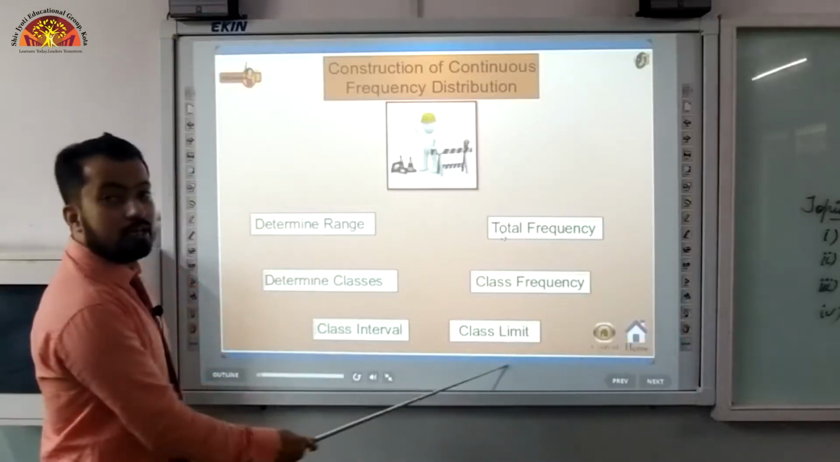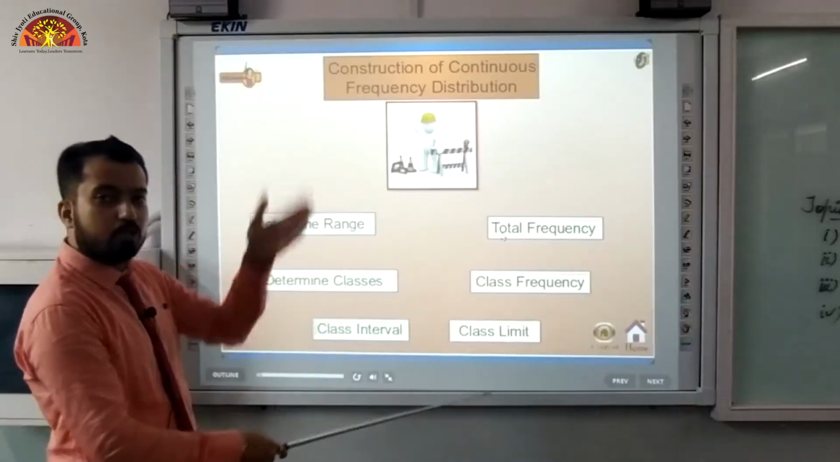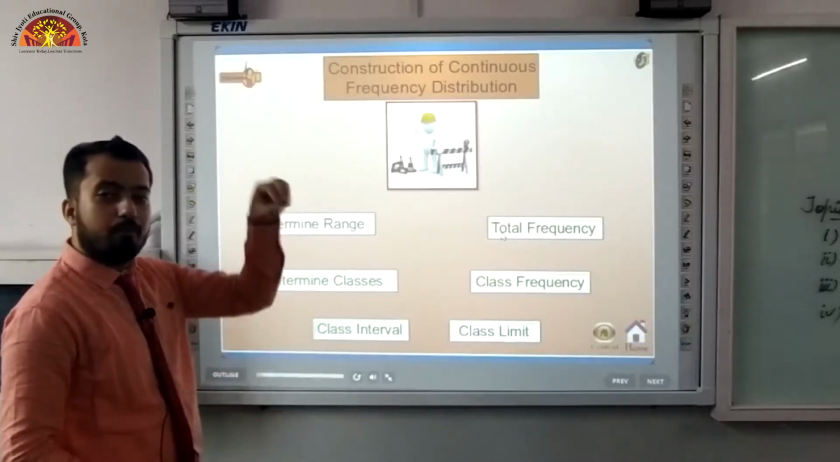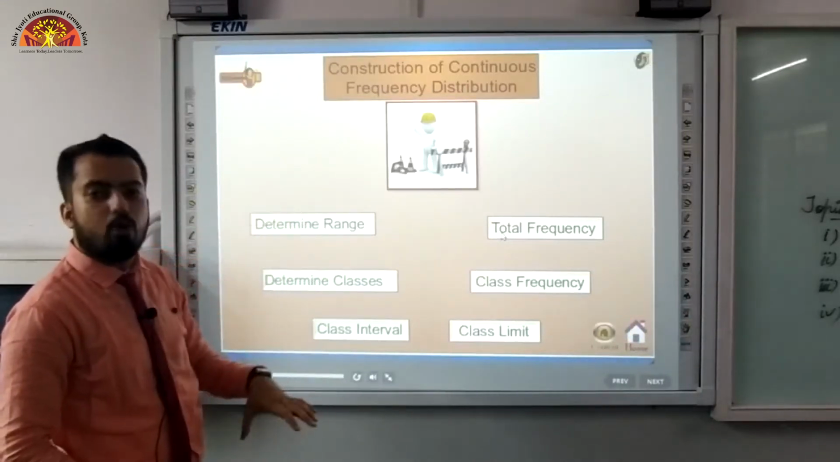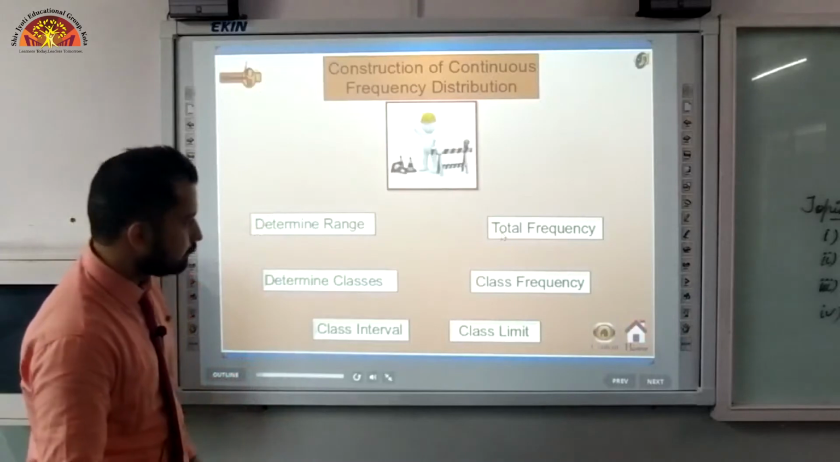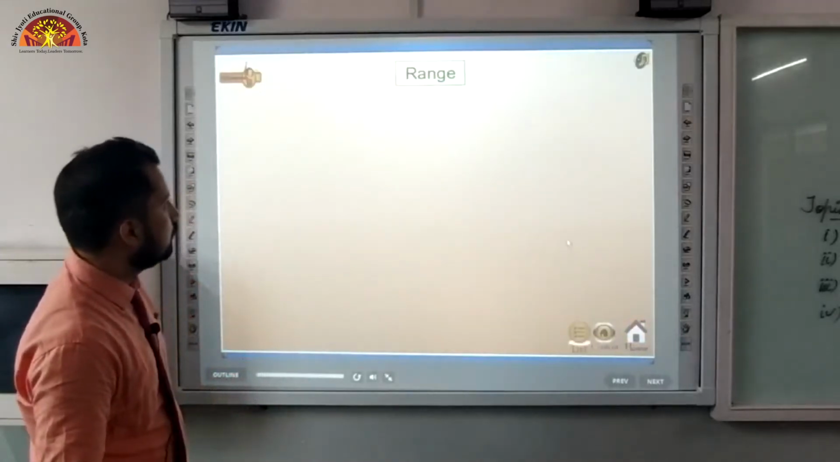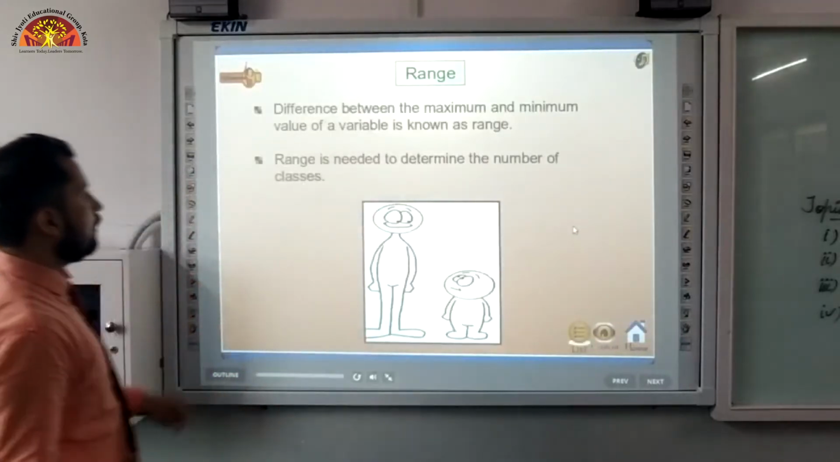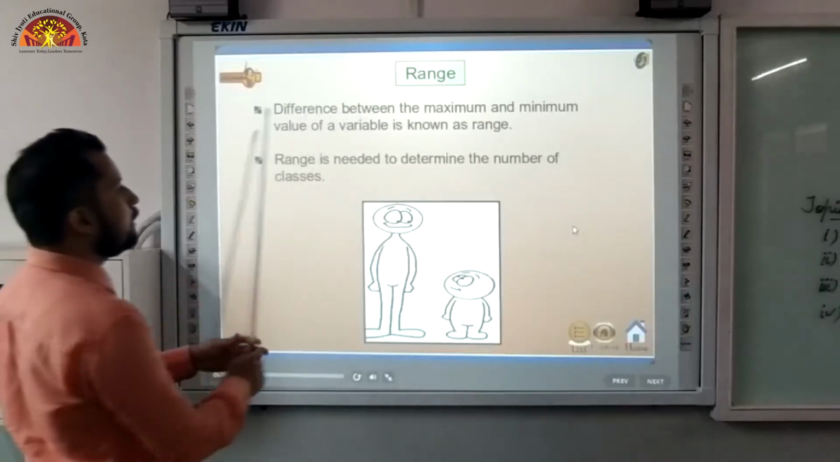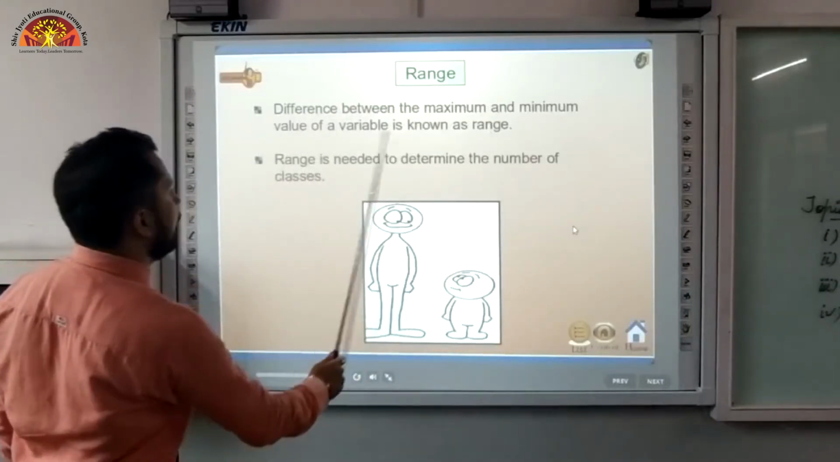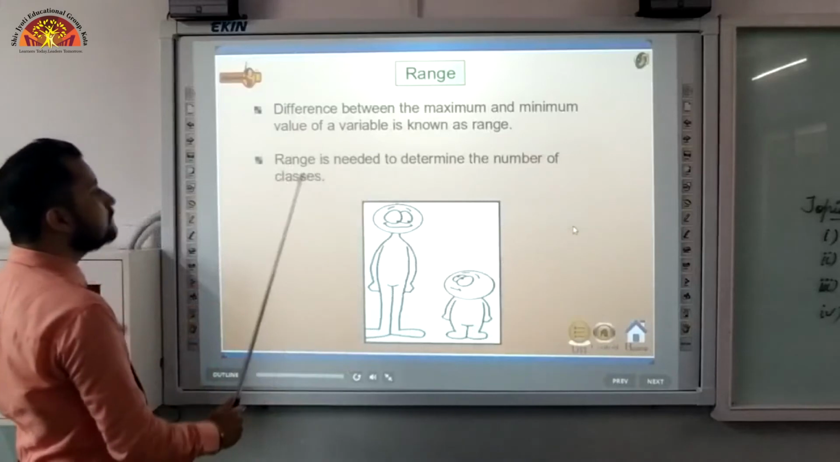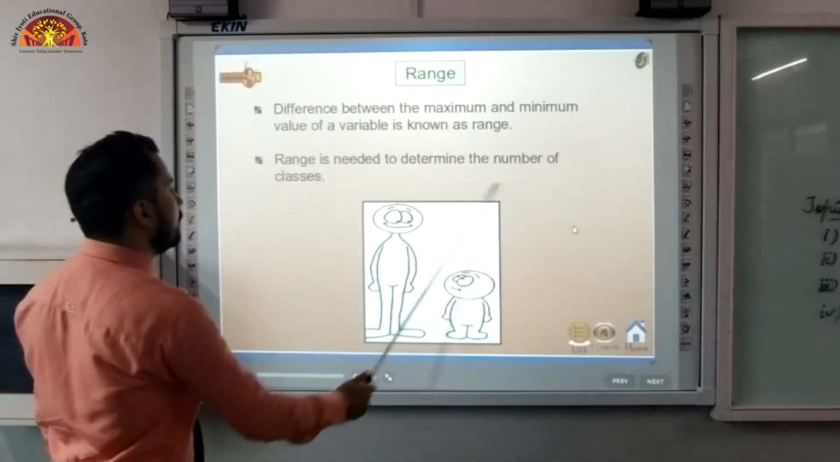The next is class limit. From where should we extend the classes? That means what will actually be the last value of the classes or the data. Individually, it comes to what is meant by range. The difference between the maximum and minimum value of the variable is known as range. Range is needed to determine the number of classes.